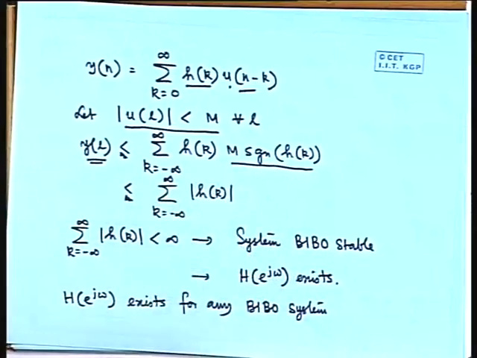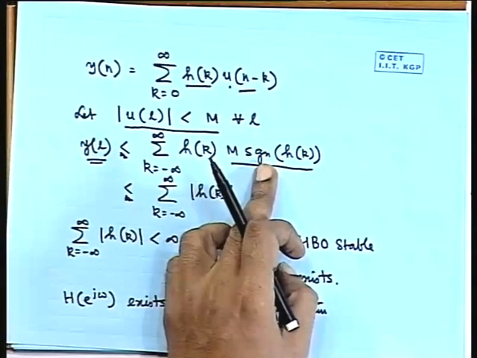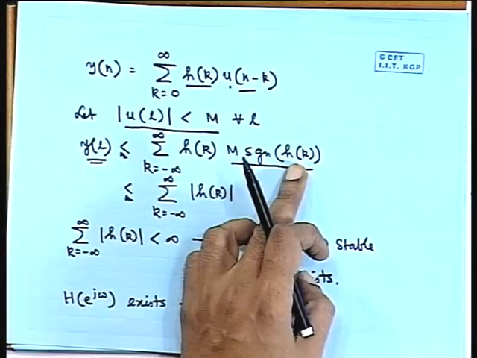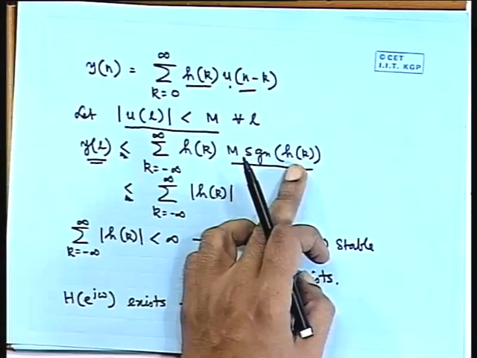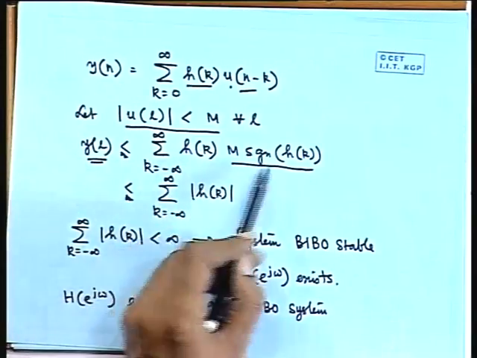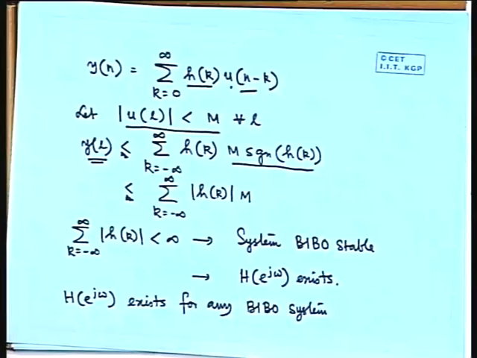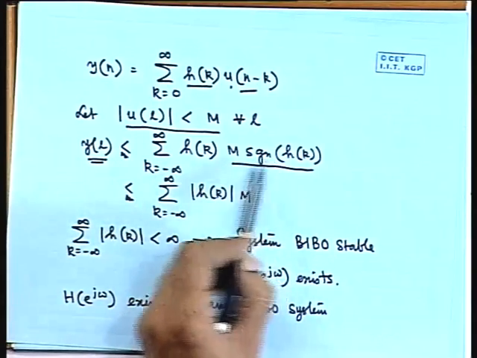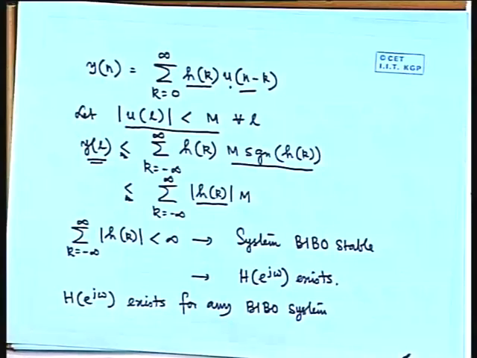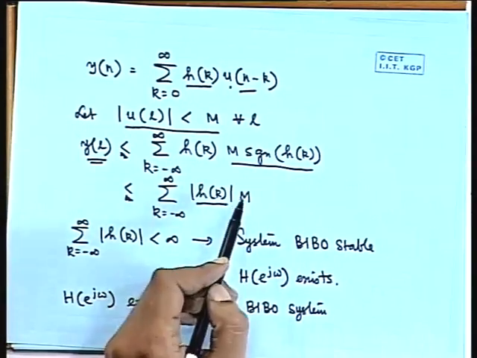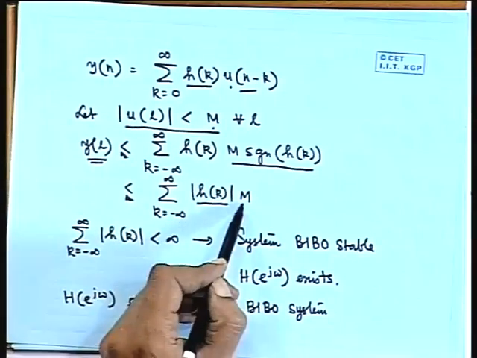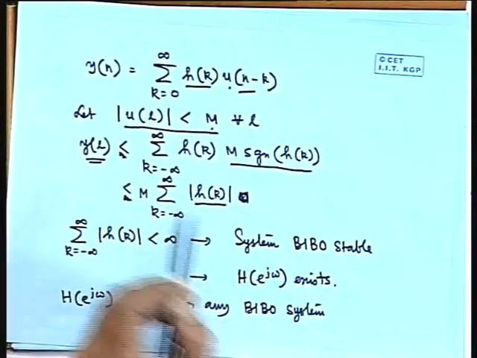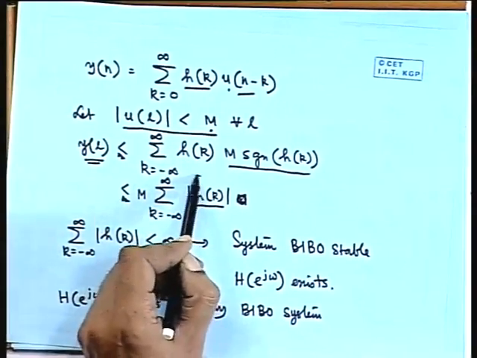We have to match the sign with the sign of h_k such that every time all the terms in the summation will be positive and it will add up to the maximum. That is why I have substituted M sgn(h_k). Sgn means the signum function, which is plus 1 if h_k is positive and minus 1 if h_k is negative. Now plus 1 or minus 1 multiplied by this will give the magnitude of h_k. Since M is a constant, it will come out of the summation. So since M is bounded, y will be bounded if this sum is bounded.